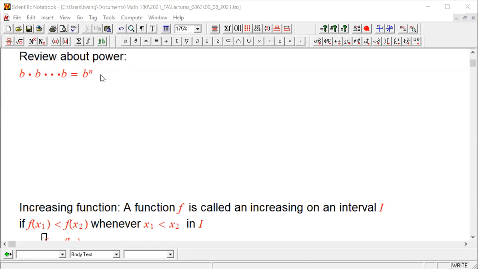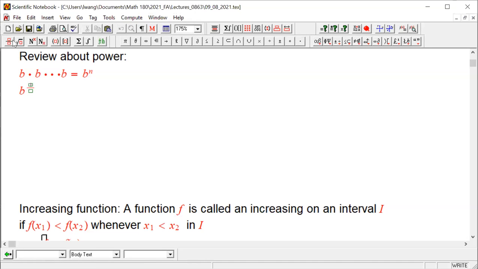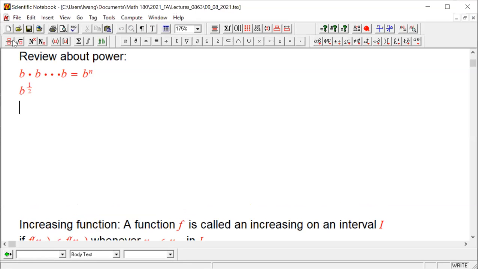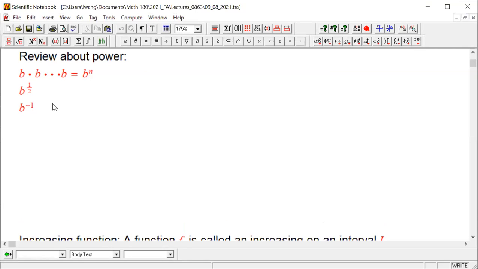Okay, so now we go back to review about the power. The question is that, we can see b to the power 2, b to the power 3, but can we also see b raised to the power of a fraction? Right? And b raised to the power of a negative number. Right? Or b raised to the power of a negative fraction.